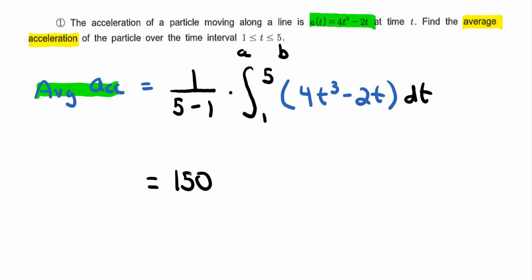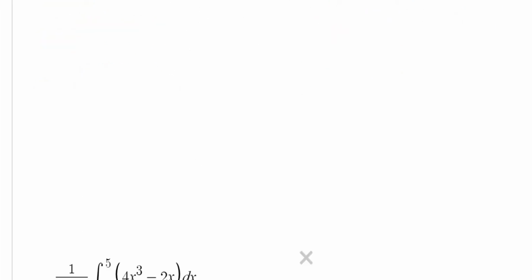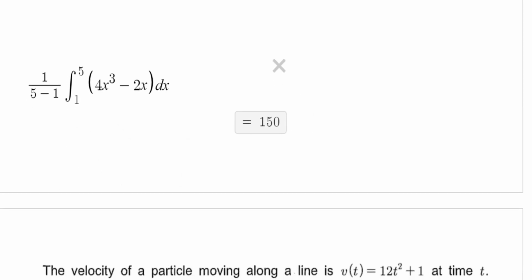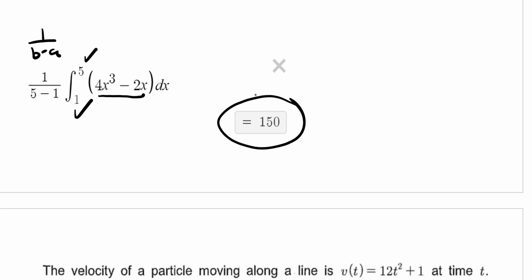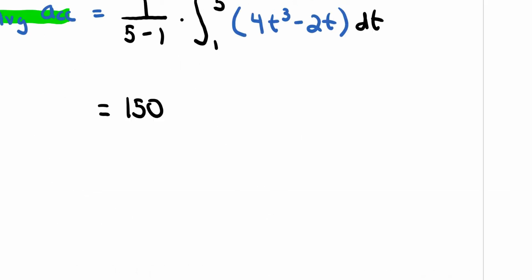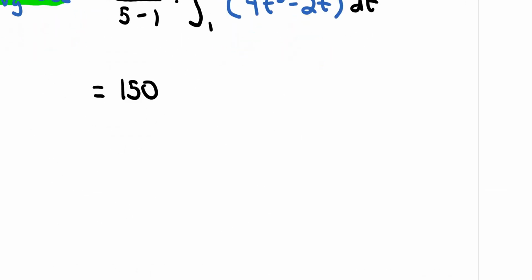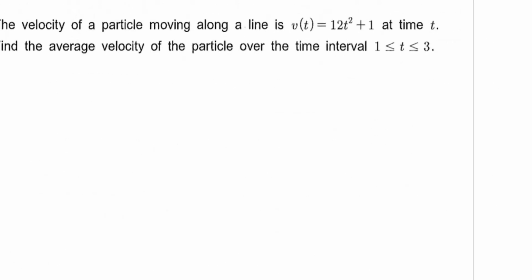Okay, and that's it. One thing I'll show you right now is how you can input the function into Desmos. So here's your 1 over b minus a coefficient, there's your function, the upper and lower bounds, and there's your answer of 150. Okay, let's move on. Next question here.